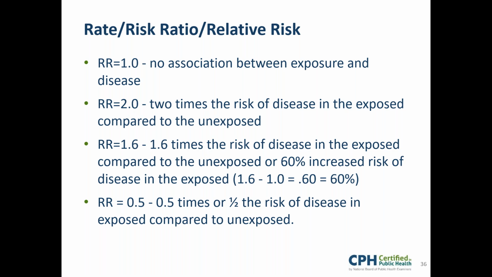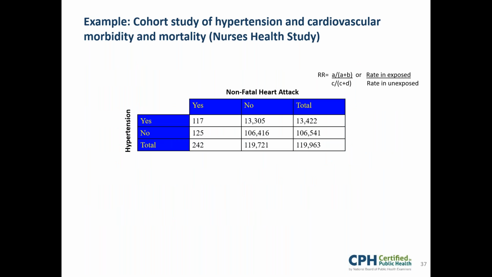the exposed. If we have an RR that's less than 1, so for example, an RR of 0.5, we'd say that there's half the risk of disease in exposed compared to unexposed. So in that case, it'd be better to be unexposed than exposed. All right, next slide. Here's our example.